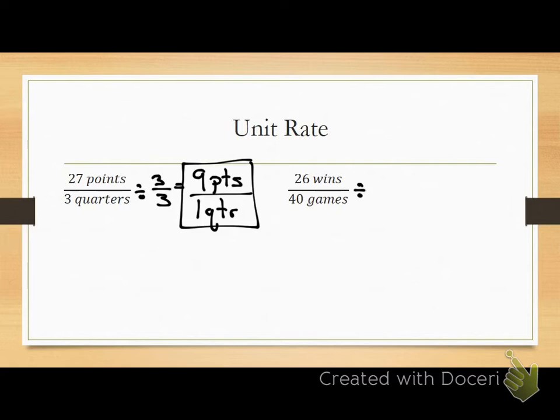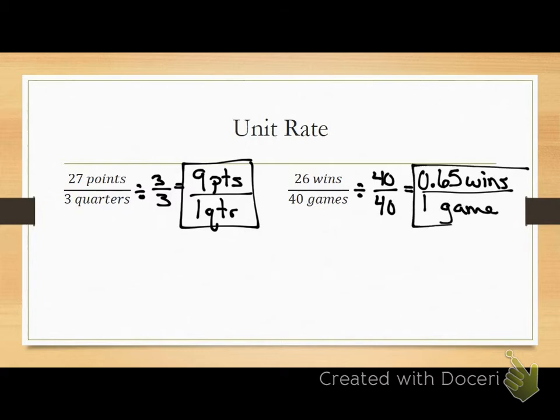What do I divide this one by? 40. So it's not even going to be 1. What's 26 divided by 40? 0.65. All right, so it's going to be 0.65 wins per game played. Any questions on unit rate?